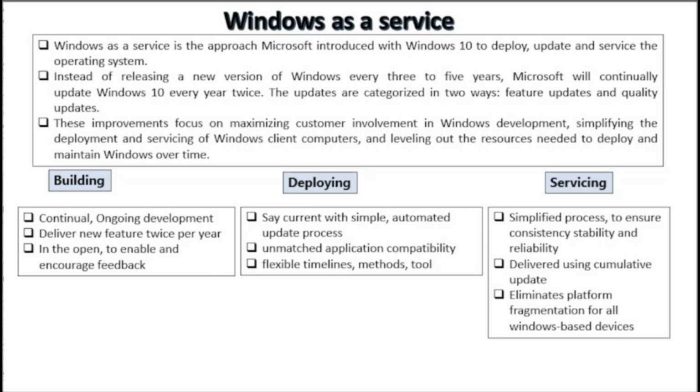Now let's see what is Windows as a service. Windows as a service is the approach Microsoft introduced with Windows 10 to deploy, update and service the operating system. Instead of releasing a new version of Windows every 3 or 5 years, Microsoft will continuously update Windows 10 twice every year. The updates are categorized in two ways: feature updates and quality updates.